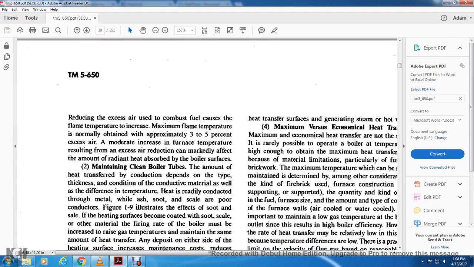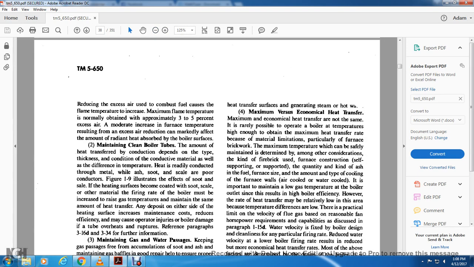Reducing the excess air used for the combustion of the fuel causes the flame temperature to increase. The maximum flame temperature is normally obtained with approximately 3 to 5% excess air. The moderate increase of the furnace temperature resulting from the excess air reduction markedly affects the amount of radiation absorbed by the boiler tubes.